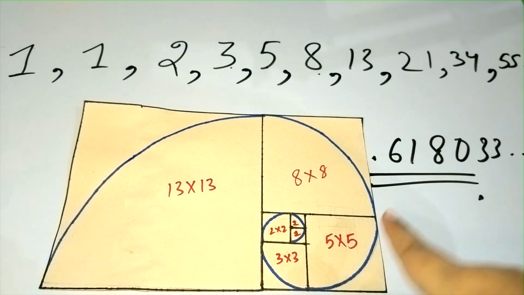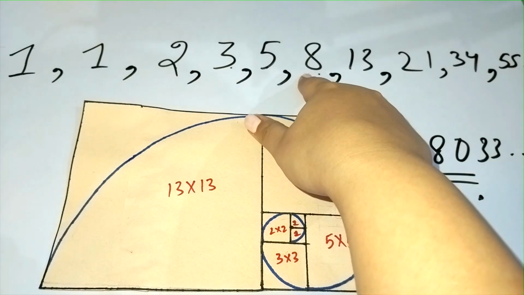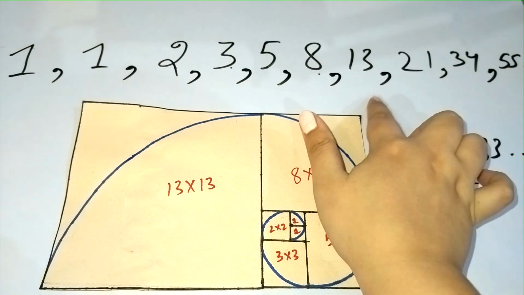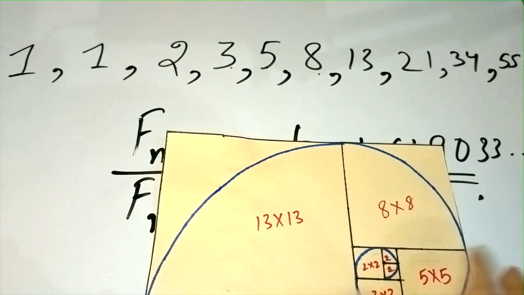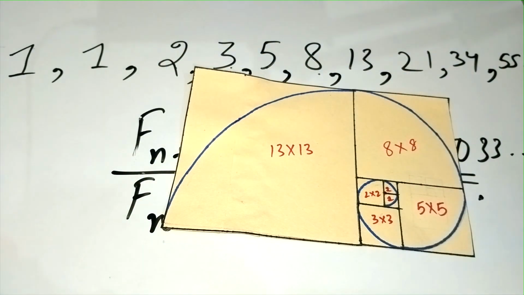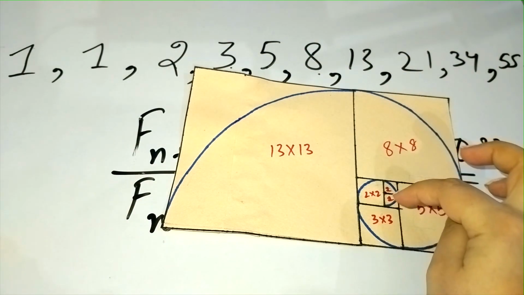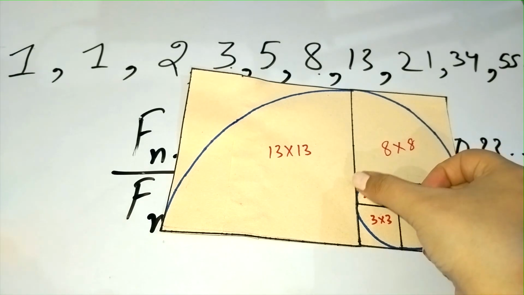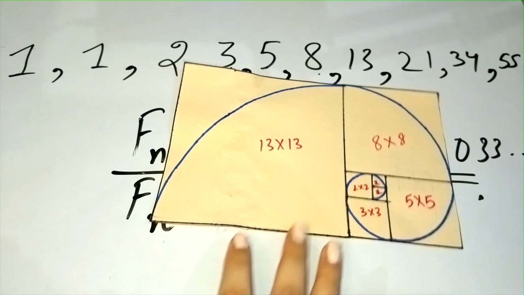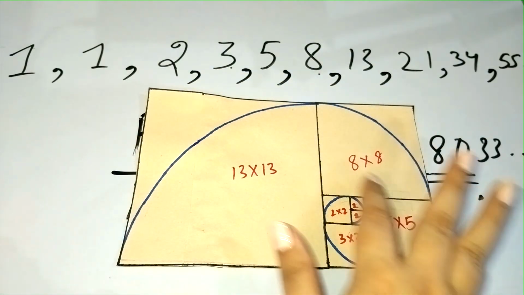Then the next Fibonacci number is 8. I made an 8 into 8 square and placed it. Then next is 13, so I made a 13 into 13 square and then placed it here. And then I joined the corners of these squares, and you can see we got a beautiful spiral-like pattern.